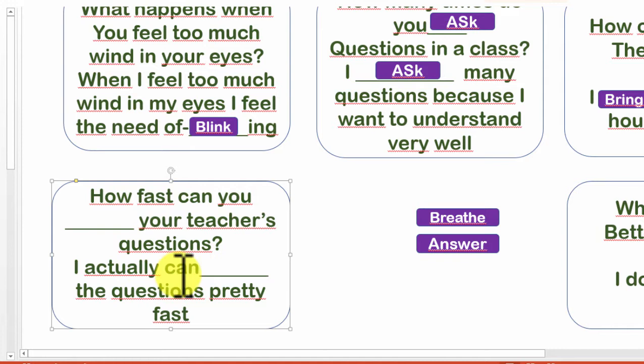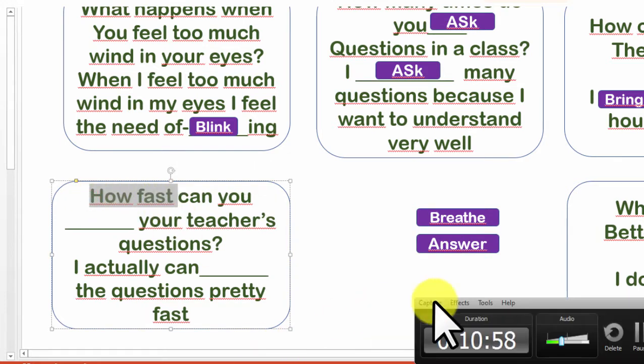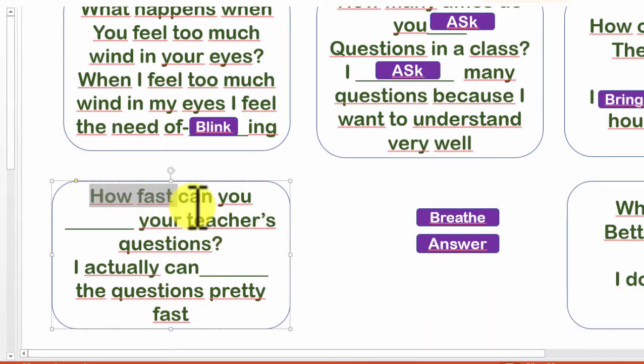Ahora, la siguiente dice, how fast can your teachers answer questions? I actually can answer the questions pretty fast. Entonces aquí, ¿qué tan rápido? How fast es qué tan rápido. How fast can your teachers answer questions? I actually, recuerden que actually es un falso amigo. Tú puedes creer que es actualmente, pero actually significa verdaderamente.